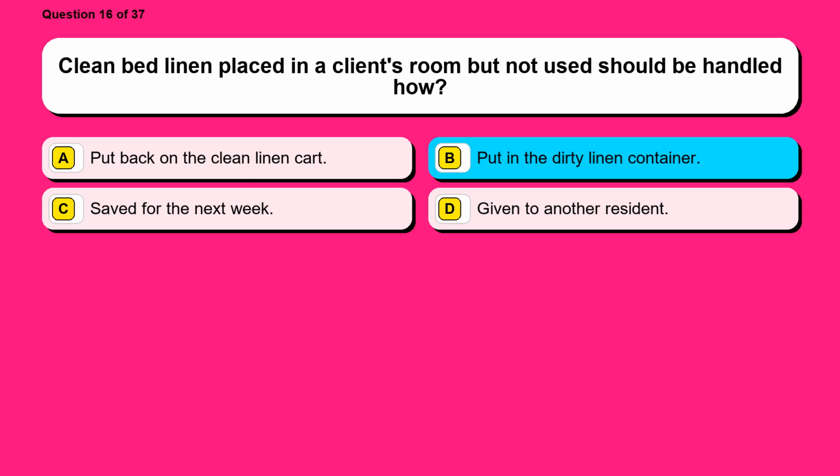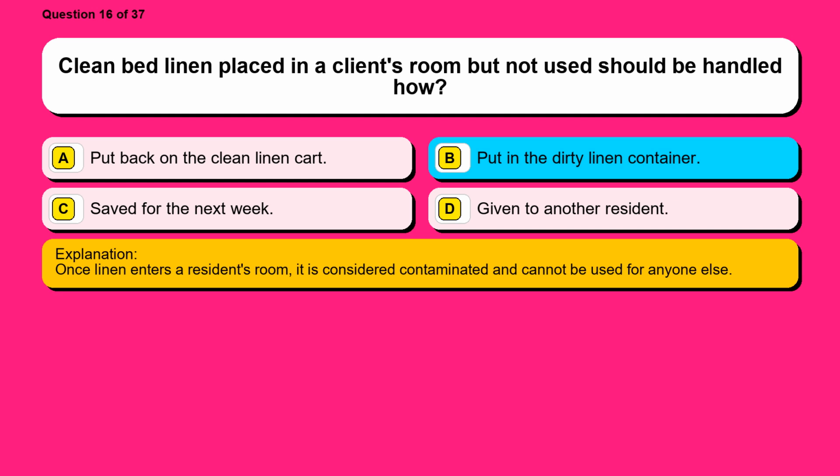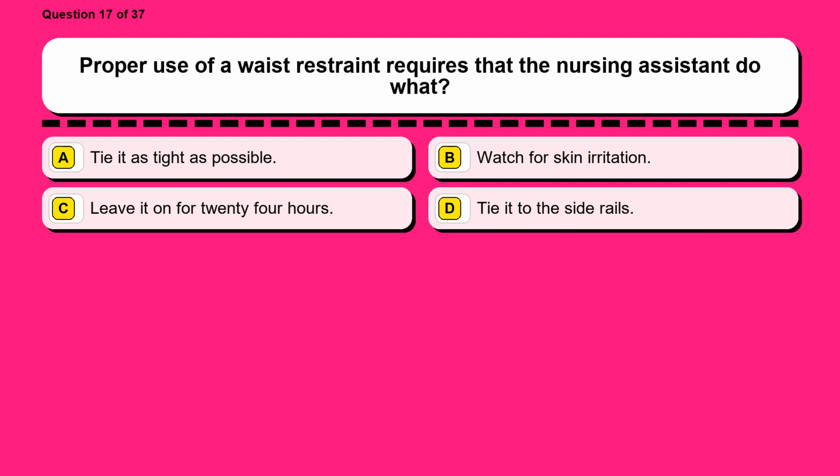The correct answer is option B, put in the dirty linen container. Once linen enters a resident's room, it is considered contaminated and cannot be used for anyone else. Question 17. Proper use of a waist restraint requires that the nursing assistant do what? Option A, tie it as tight as possible. Option B, watch for skin irritation.